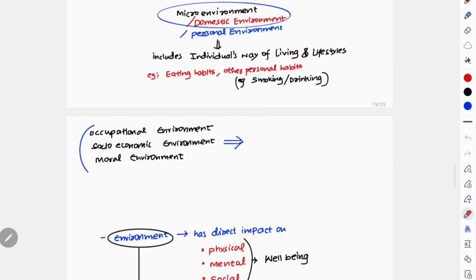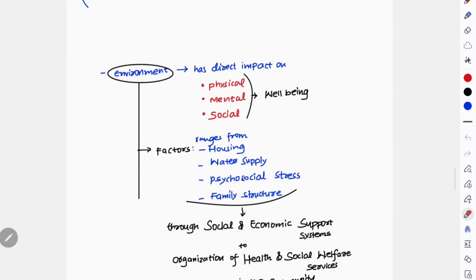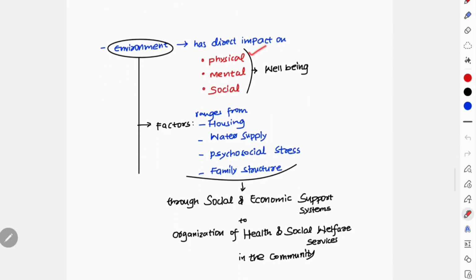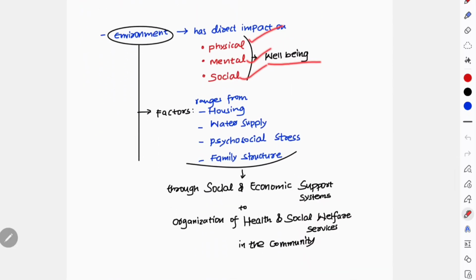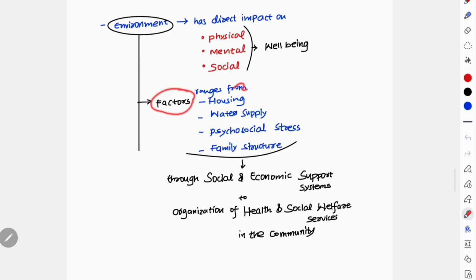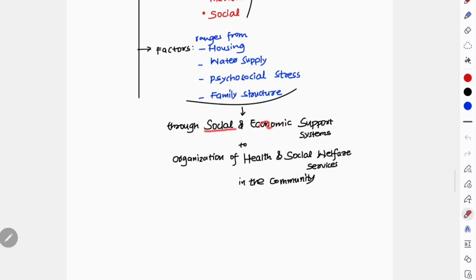There are many other environments like the occupational environment, socio-economic environment, moral environment. Environment has a direct impact on physical, mental, and social well-being. The factors range from housing, water supply, psychosocial stress, and family structures to social and economic support systems to organization of health and social welfare services in the community.